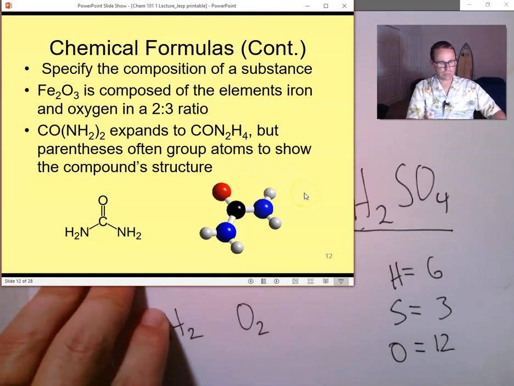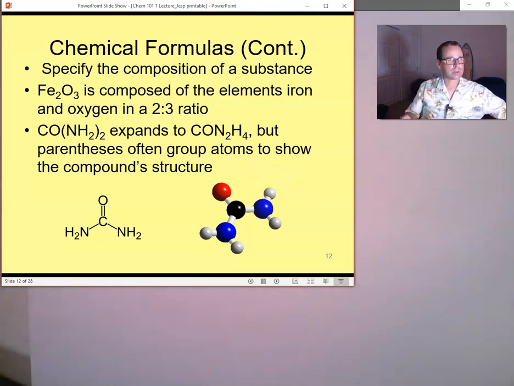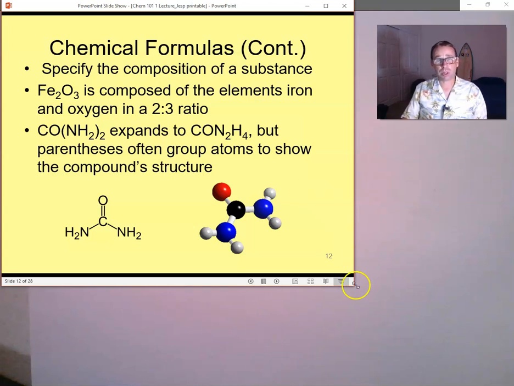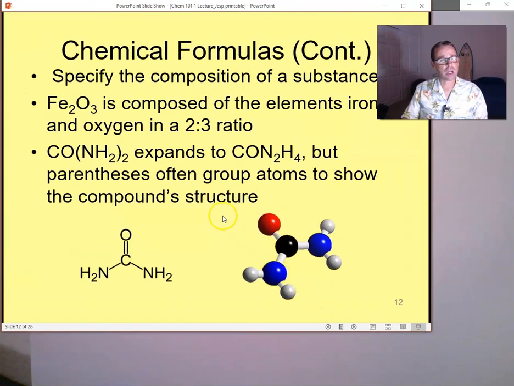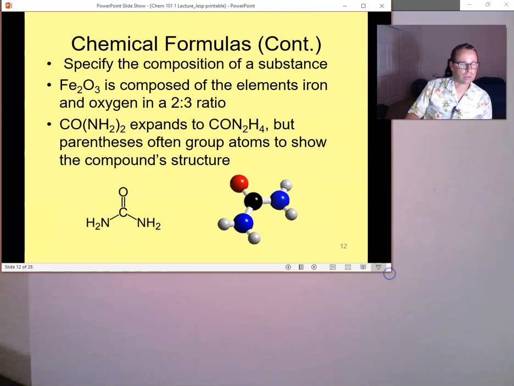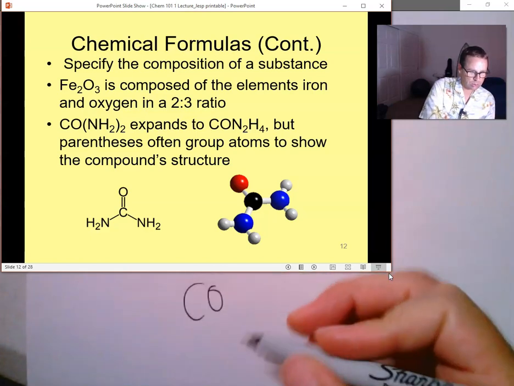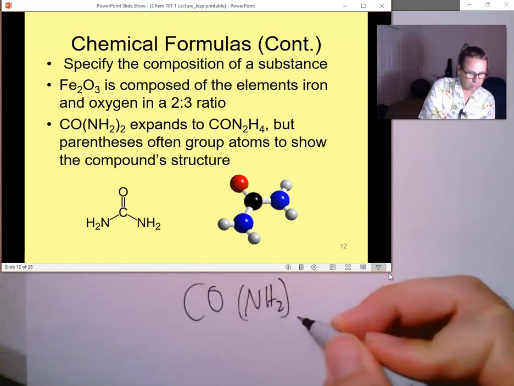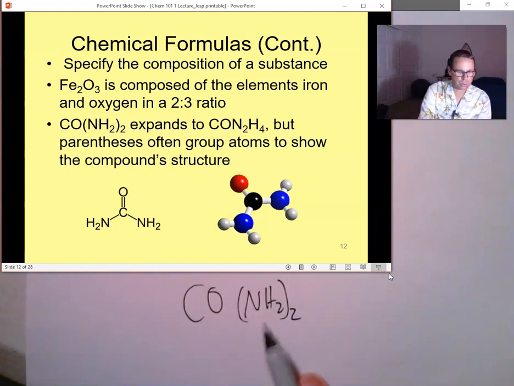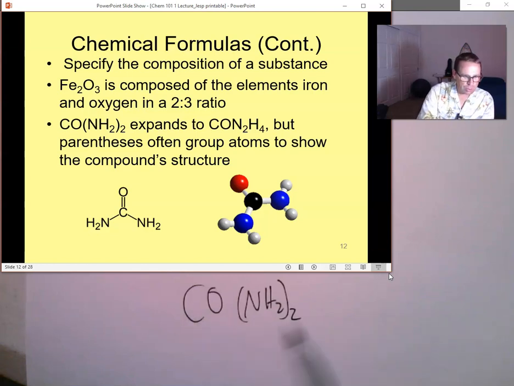Another thing that we want to recognize is that sometimes chemical formulas might be written more than one way. So here's a compound, CO(NH2)2, where the NH2 portion is in parentheses, and then there's a 2 after that. So we say CO, and that there's 2 of those NH2 portions. Now we want to determine how many carbons there are in one of these units. Can you tell?